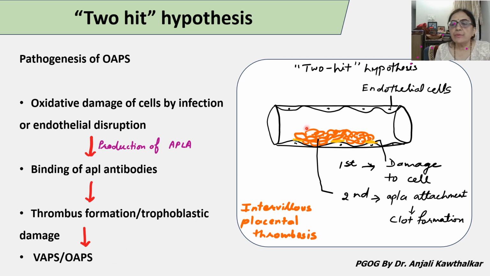So diagrammatically we can see the two-hit hypothesis here. This is a vessel and these are the endothelial cells, and first there is some damage to the endothelial cell. Oxidative stress is there, oxidative damage is there, or because of infection there is some damage. Then there is production of antiphospholipid antibodies which get attached here and lead to the formation of thrombus, and there can even be formation of intervillous placental thrombosis. That leads to placental insufficiency and all the pregnancy complications.